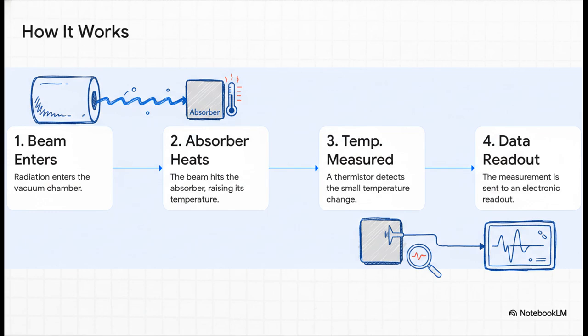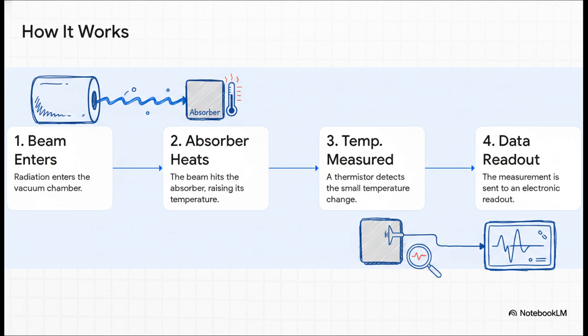Well, it's pretty logical. First, the radiation beam zips into a vacuum chamber. That's so air or anything else doesn't mess with it. Then bam, it hits the heart of the calorimeter, this thing called the absorber. This is where all that energy gets dumped, and that, of course, makes it heat up just a tiny, tiny bit. And that's where this ultra-sensitive thermometer, a thermistor, comes in.